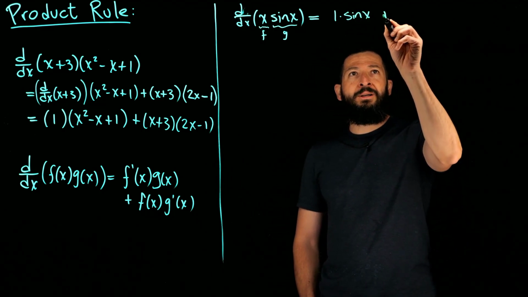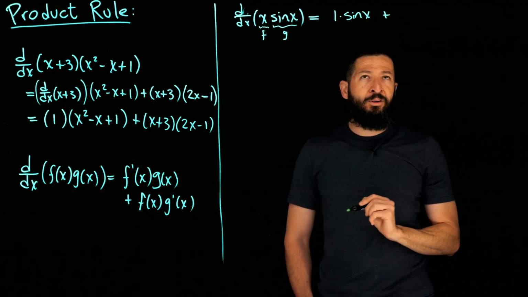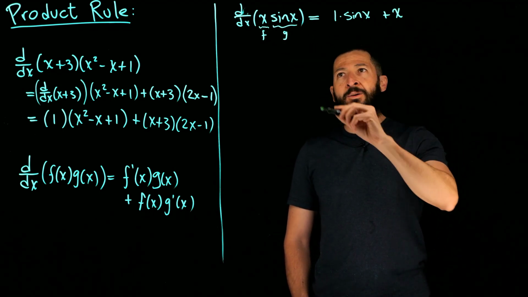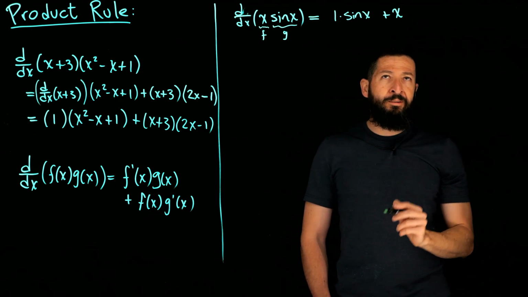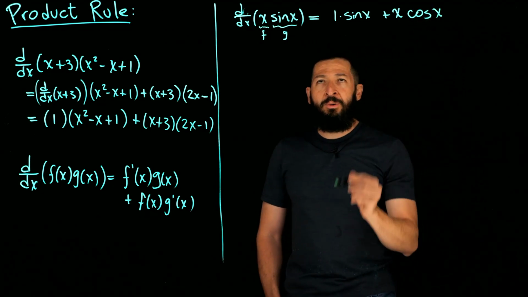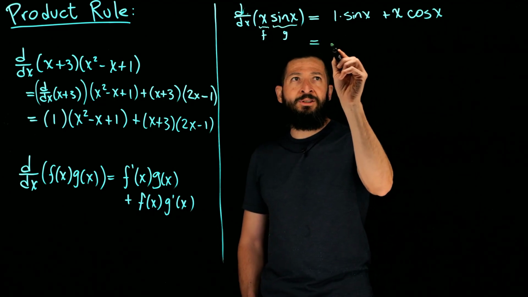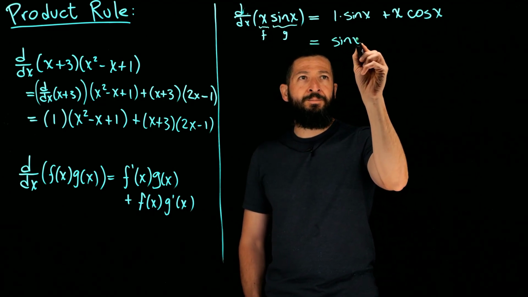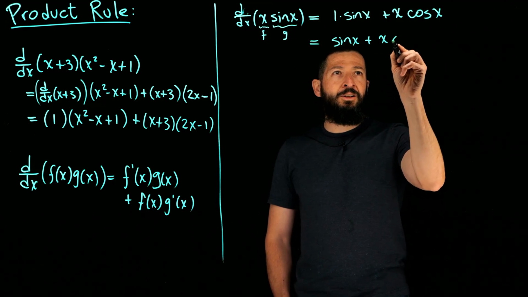Plus, copy the first, which is going to be x, times the derivative of the sine. The derivative of the sine, we agreed last time, was cosine of x. So that right there gives you your derivative, which is going to be just the sine of x plus x cosine x.